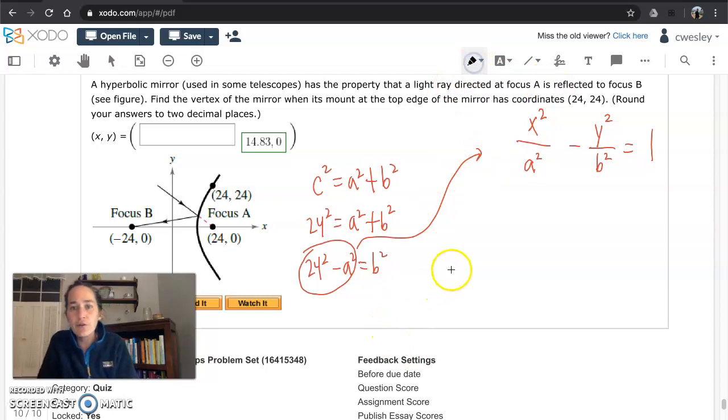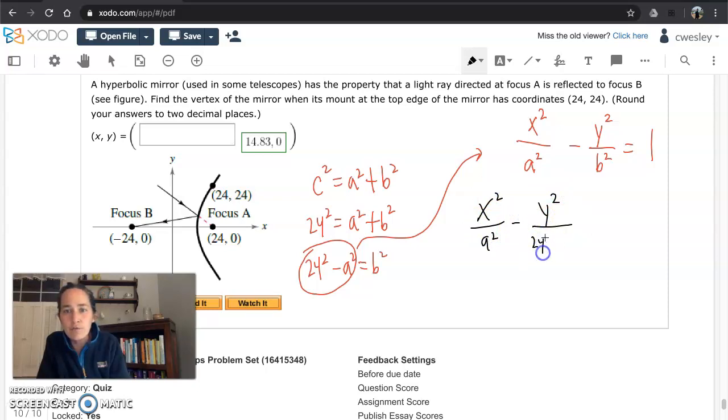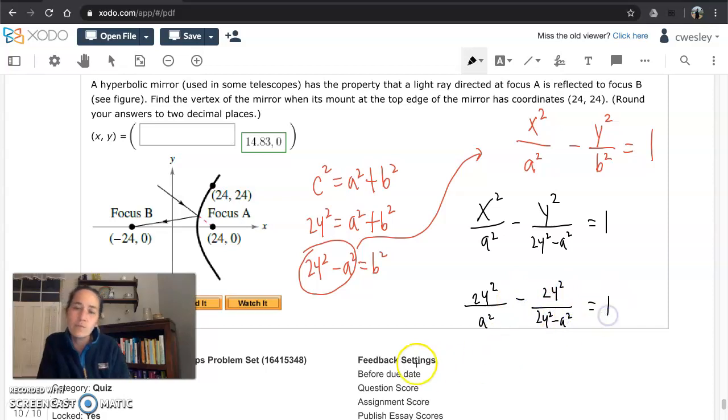So let's write it. x squared over a squared minus y squared over this expression, 24 squared minus a squared, equals 1. And now we have a good bit of work to do. Let's do the plug-in. So plug in (24, 24), the coordinates of the point that we know this hyperbola goes through. So now a lot of 24s in the question. 24 squared over a squared minus 24 squared over 24 squared minus a squared equals 1.